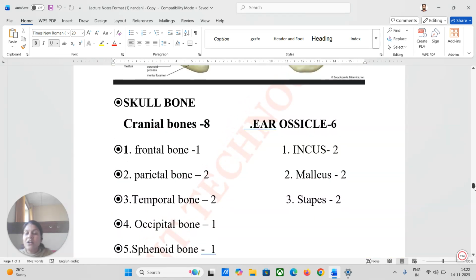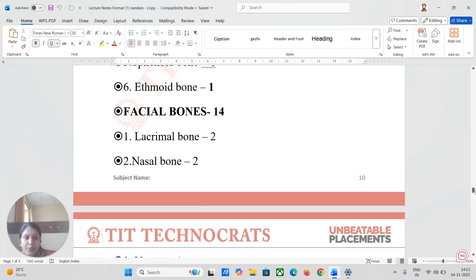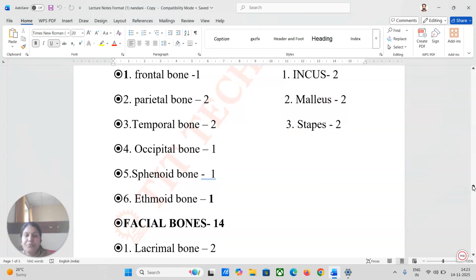Next, we discuss the skull bones. The skull bones include the cranial 8 bones, ear ossicles 6 bones, and facial 14 bones. First, the cranial bones: frontal 1, parietal 2, temporal 2, occipital 1, sphenoid 1, and ethmoid 1. Then the ear ossicles, 6 bones: 2 incus, 2 malleus, and 2 stapes.